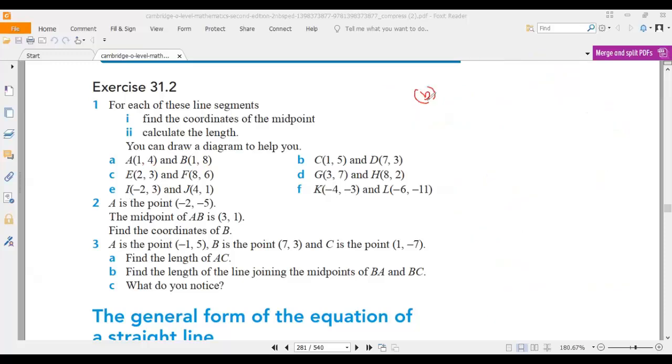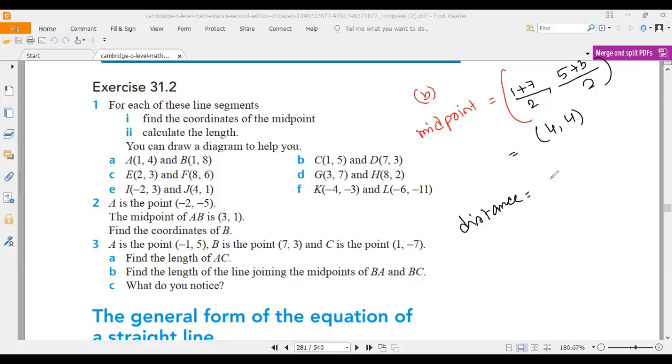Question number B says we need to find out the midpoint. So midpoint will be 1 plus 7, that is x1 plus x2 divided by 2, and y1 plus y2 divided by 2. So 1 plus 7 is 8 by 2 is 4. 5 plus 3, 8 by 2 is 4. And what will be the distance? Distance will be root over x1 minus x2 whole square, so 7 minus 1 whole square plus 3 minus 5 whole square.